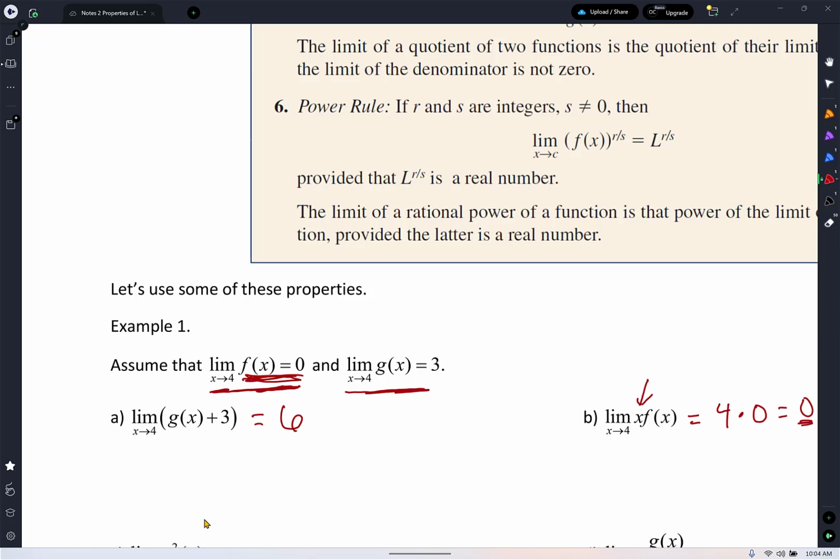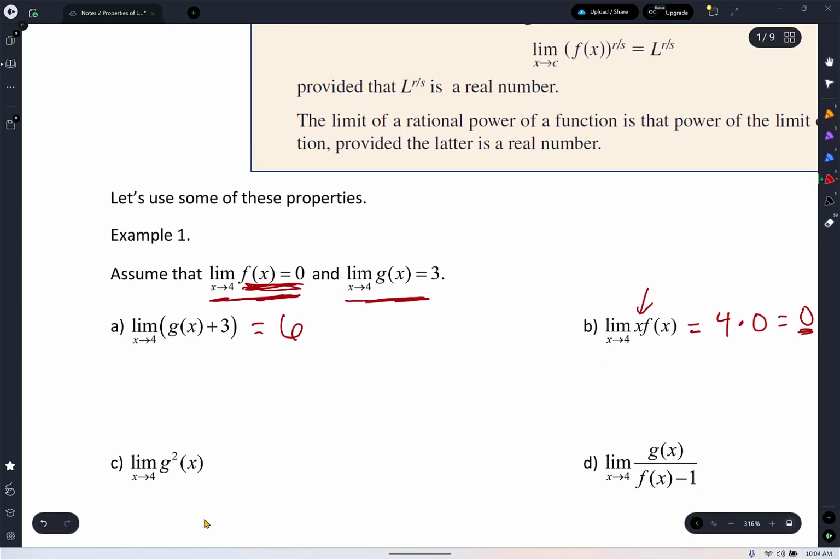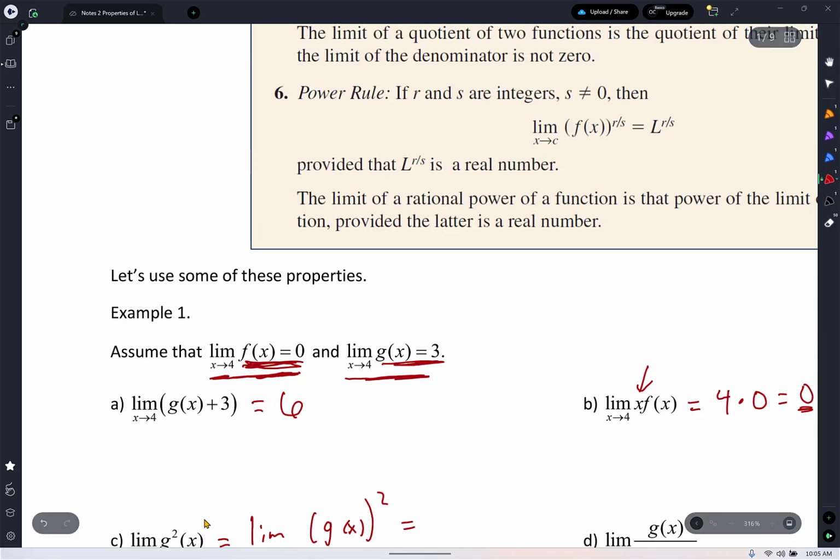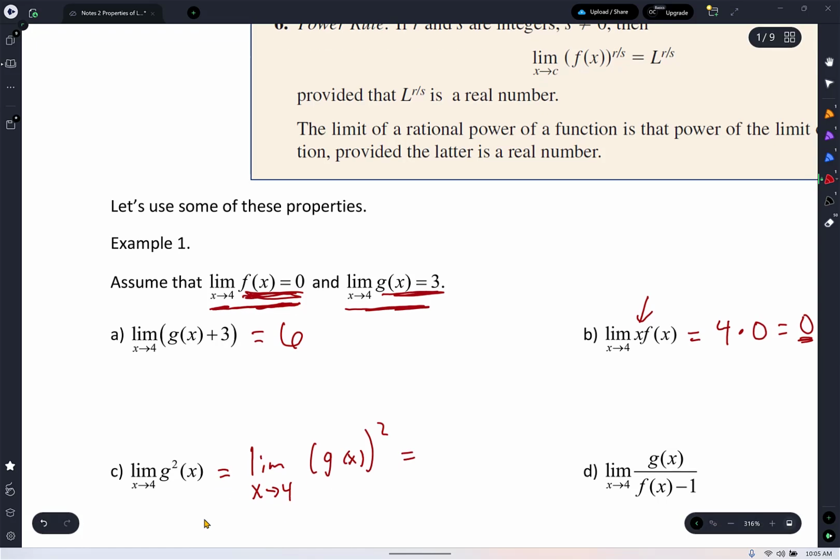Notice that I started plugging in numbers. Once you plug in numbers, you don't have to write the word limit. Limit as x approaches 4 for g of x, but notice that it's quantity squared. Let me rewrite this differently in case maybe this helps. It means this. Well, limit as x approaches 4 for g of x is 3. And what's 3 squared?